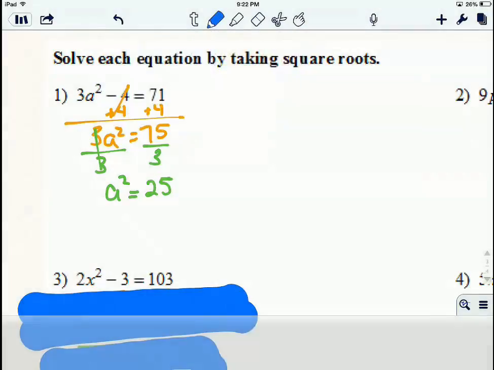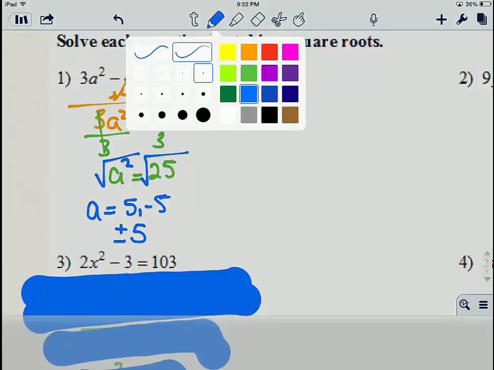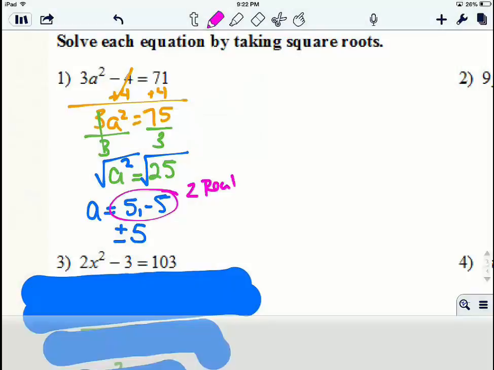Finally, to get rid of the square, we are going to take the square root. And just like we had last time, we have a equals 5 and negative 5. You could say plus or minus 5. And this would have two real solutions. If you graphed it, it would cross the line twice.